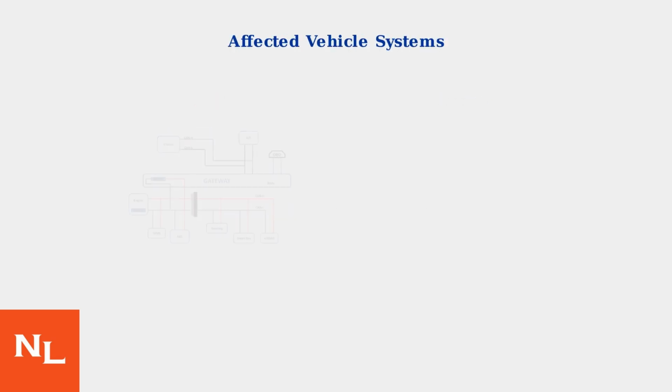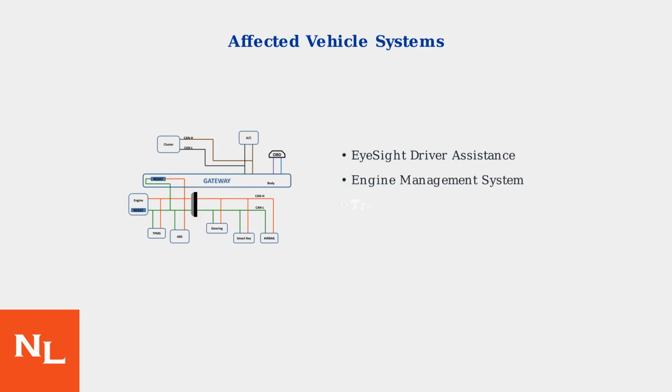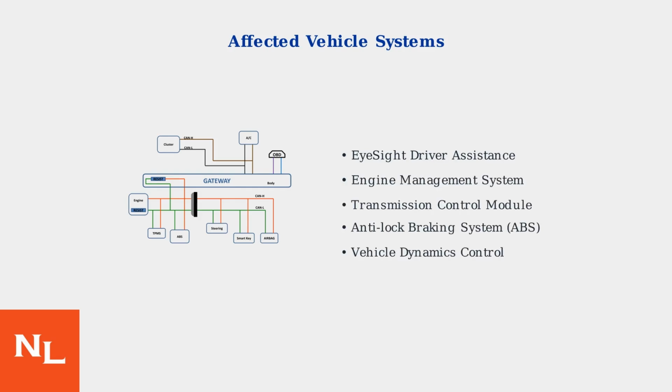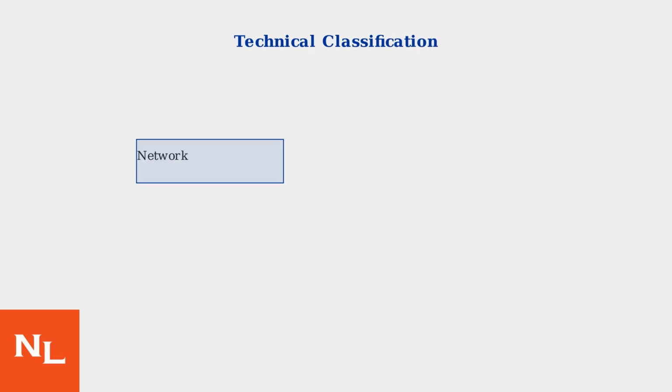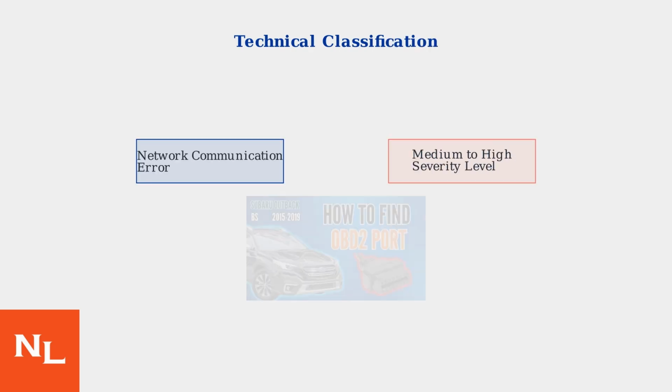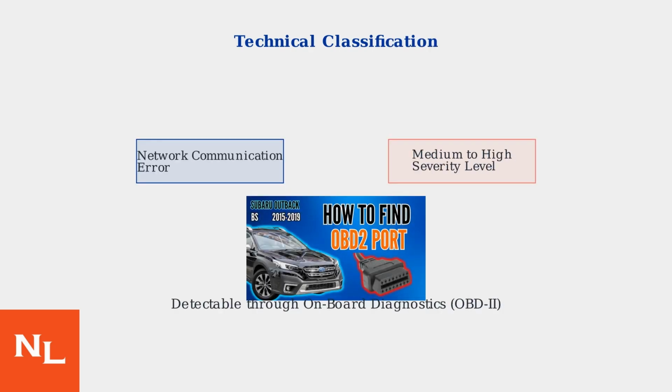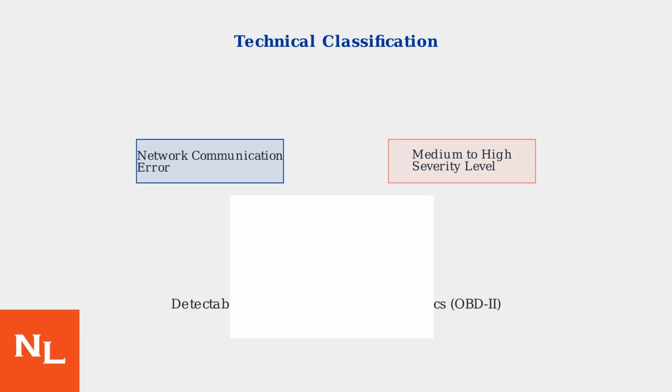Error 55 affects critical vehicle systems including EyeSight driver assistance, engine management, transmission control, anti-lock braking system, and vehicle dynamics control. Error 55 is classified as a network communication error with a medium to high severity level, depending on which systems are affected. It can be detected through onboard diagnostics using an OBD2 scanner.